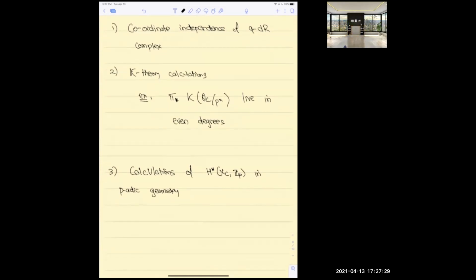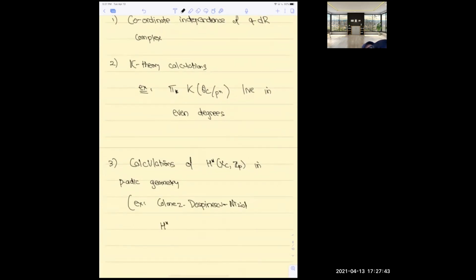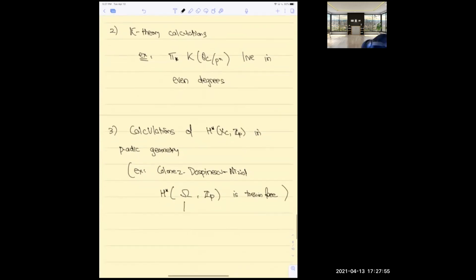And this was carried out in one example by Colmez, Dospinescu, and Nizioł. And what they showed using this prismatic machinery is that the cohomology of the p-adic upper half space with Z_p coefficients is torsion-free. So this is what's called the p-adic or Drinfeld upper half space.